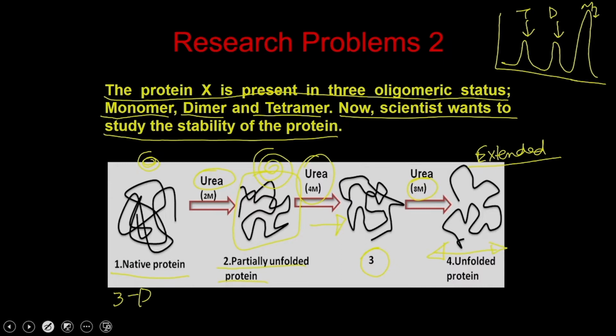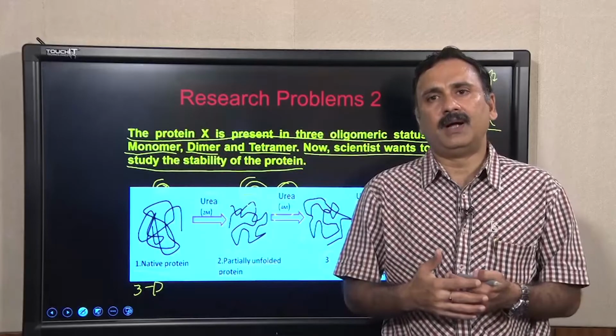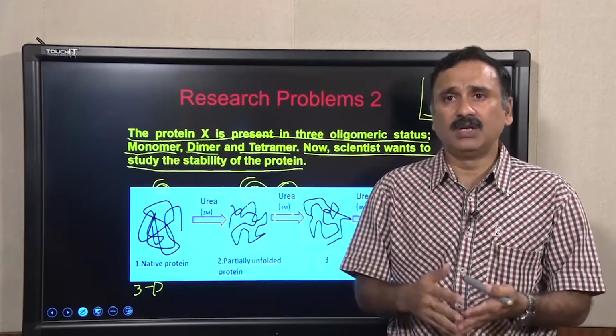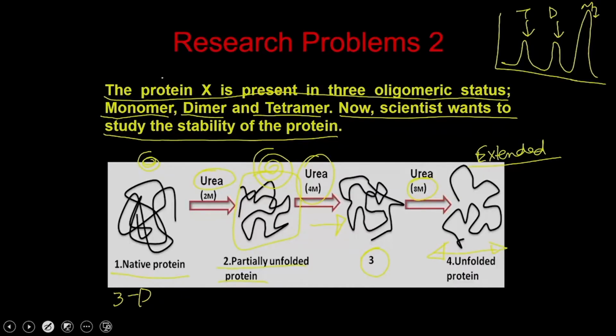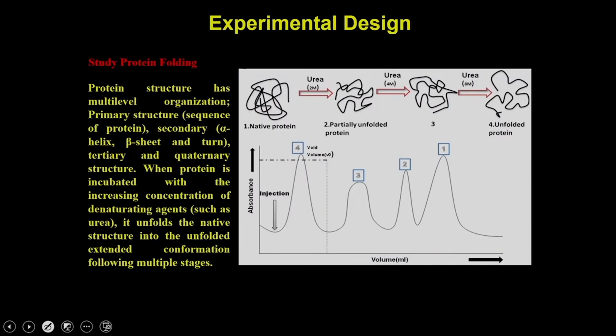Now, if you would like to follow this kind of changes and use that as a way to answer whether the protein is stable or not, what you can do is take this protein X and perform gel filtration chromatography to answer these questions. So, in the experimental design, if you are having all these conformations and you analyze them on the gel filtration column, this is the largest size, this is the middle size, this is even smaller than this, and this is the smallest among them.